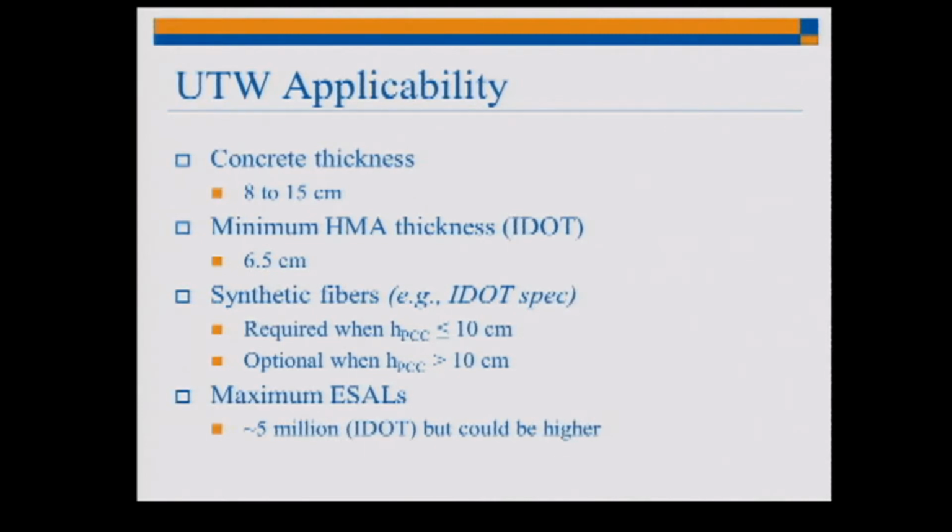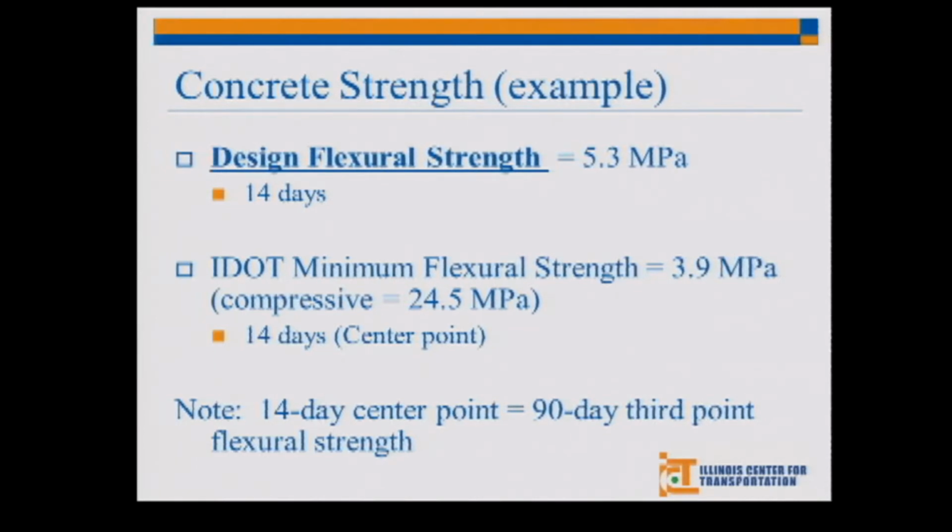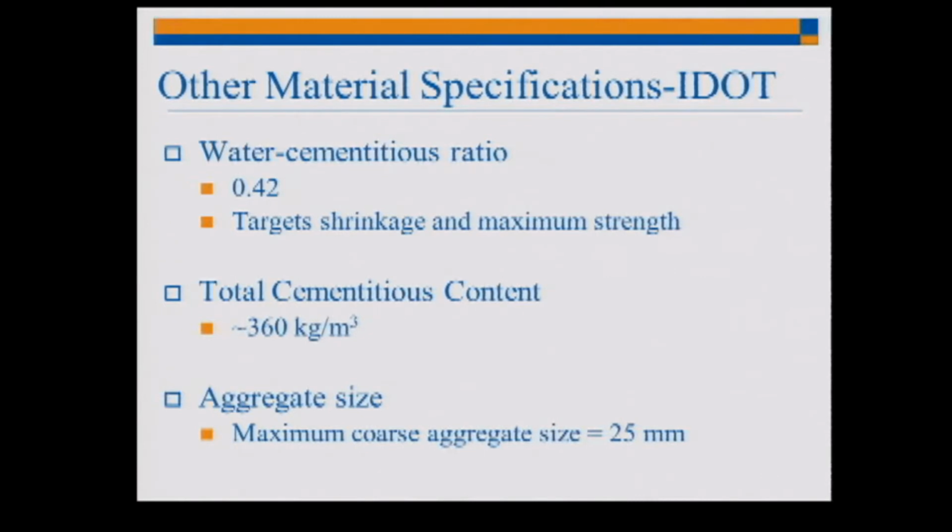So they're not exactly designed for 50 or 100 million, but 5 to 10 million is an upper limit for thin overlays. These are just some minimum strength values we use in the structural design. It's probably fairly similar to what you use here in terms of design flexural strengths. The mix designs are fairly similar to what you would use for conventional paving mixes.